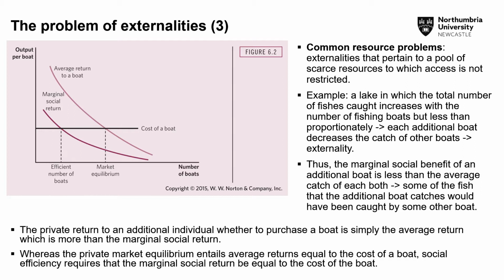So let's take an example of a lake in which the total number of fish increases as the number of fishing boats entering the lake increases. So as each additional boat enters the lake to fish, although the total amount increases, the catch per boat decreases. Okay, so if you take the total divided by the number of boats, what happens? The average number of fish caught per boat decreases. Now, why is that? Well, because the number of fish is limited, so each additional boat decreases the catch that is made by all other boats.